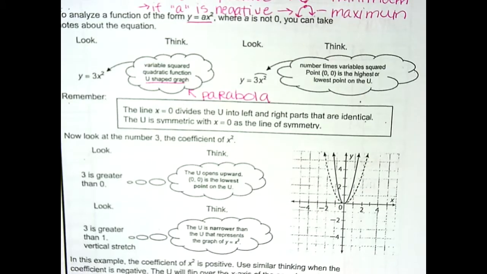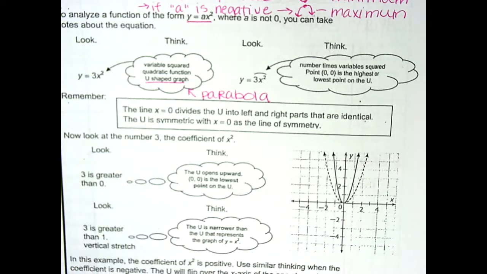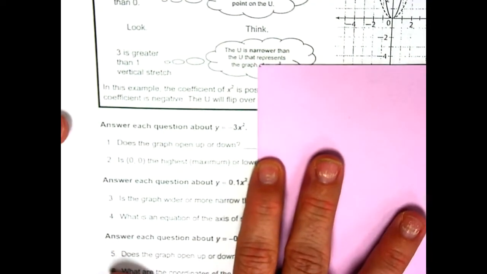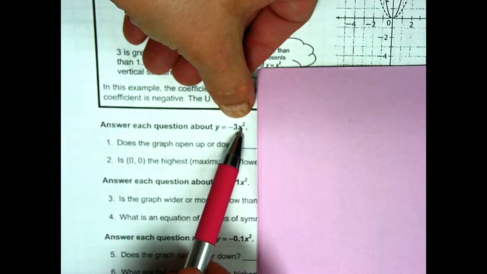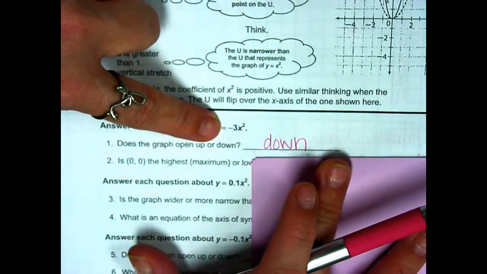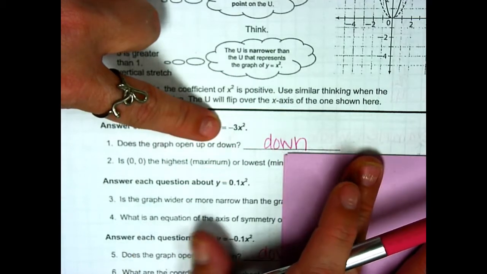Okay, so we need to answer some questions about a few different equations for our notes. The first question is about y equals -3x squared. It says, does it open up or down? Because our a value is -3, our graph is going to open down.